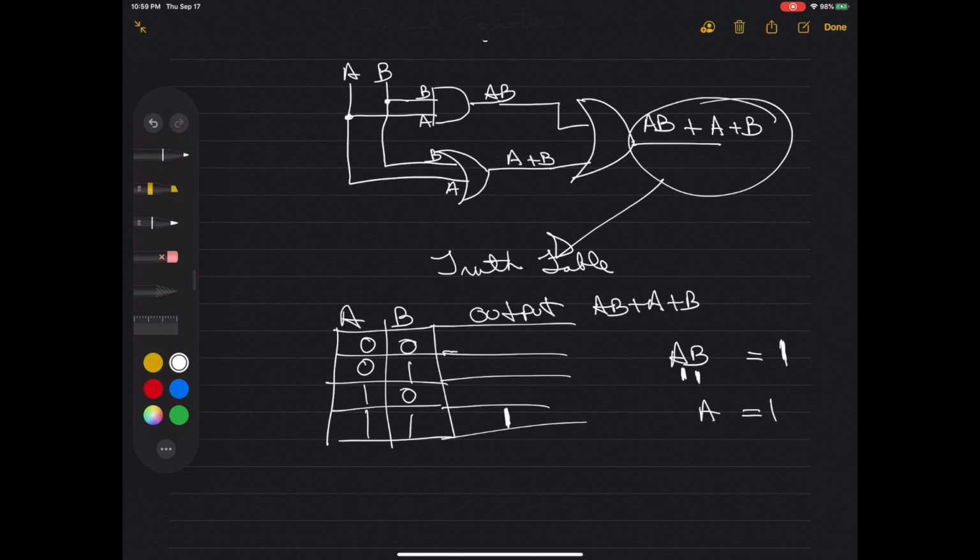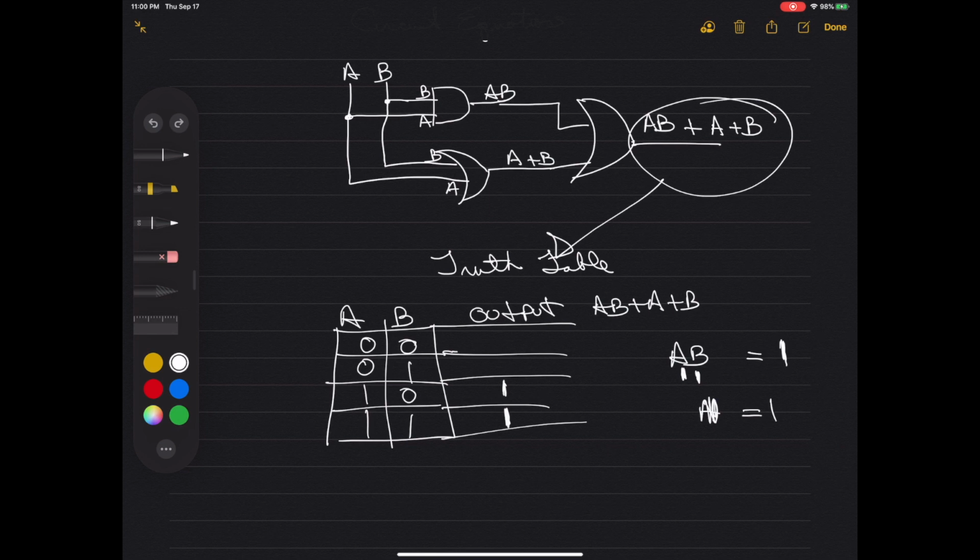Well, that's easy. A has to actually be 1. So anytime that A is 1, the output is going to be 1. Over here, A is 1, so that means that the output is going to be 1. Over here, A is 1. Oh, the output is already 1, so I don't have to worry about putting a 1 in there.